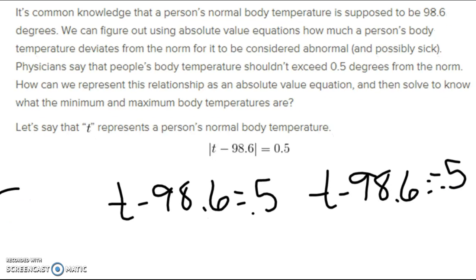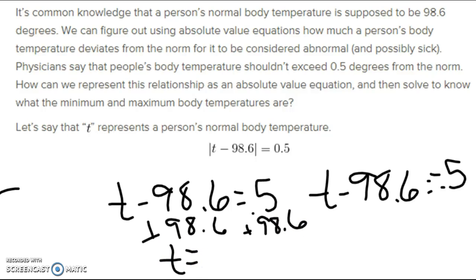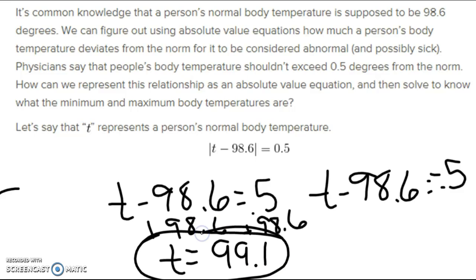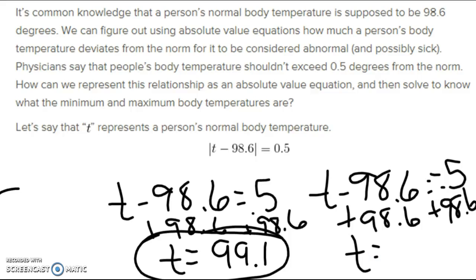All right, so now we're going to solve it. Add 98.6 to both sides, and we get T could possibly be 99.1. So 99.1 degrees is still pretty normal. Let's do this one. Now I add 98.6 to this one, and we get T is equal to 98.1 degrees. And that's still considered normal. And that's how that works.